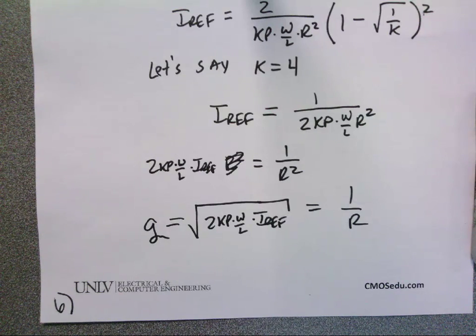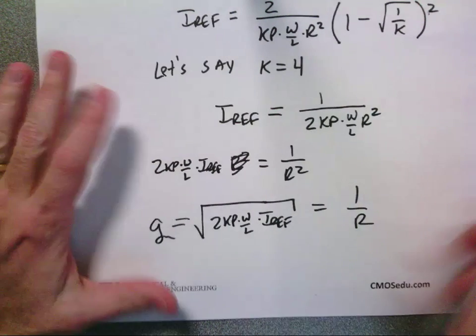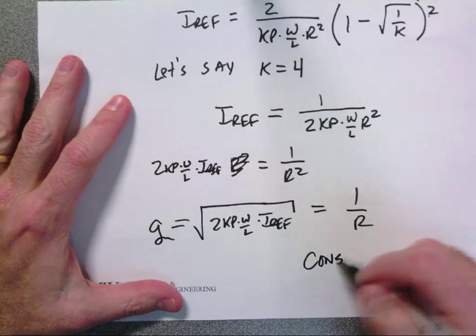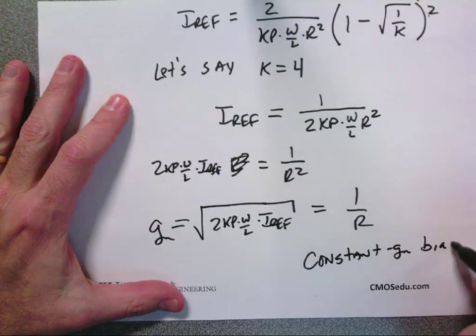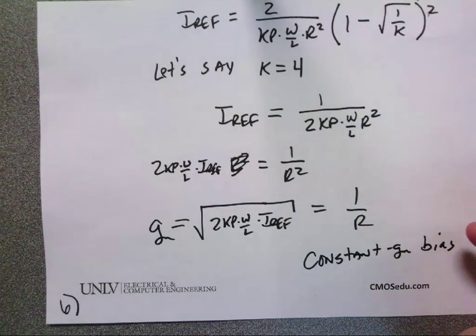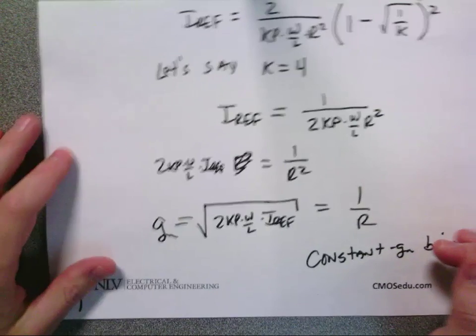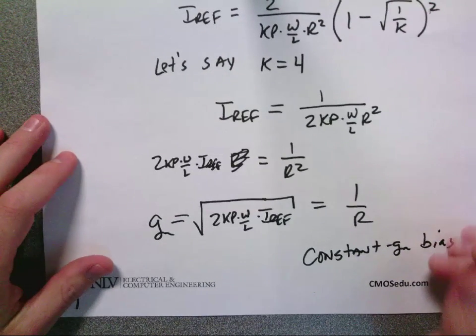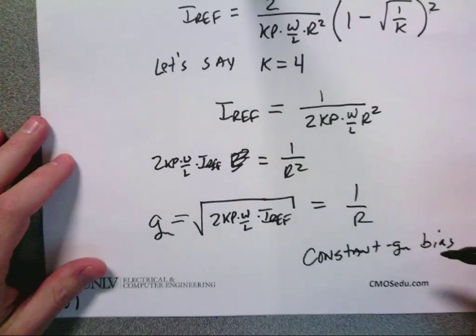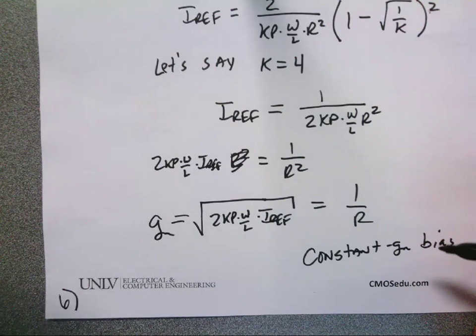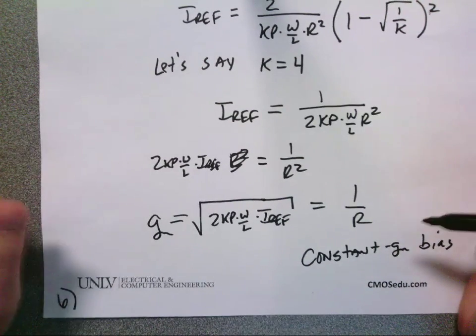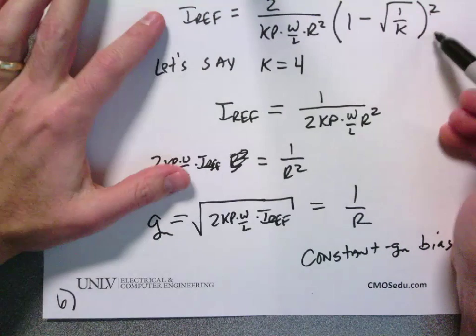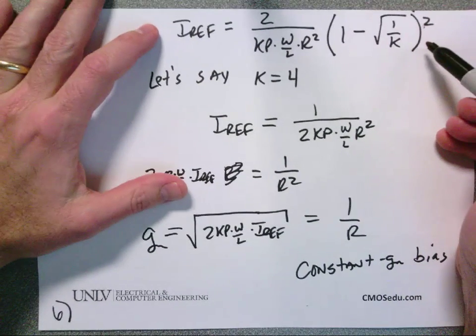Tricky, eh? So this is also called a constant GM bias circuit. Well, of course, if the current's constant, you run it through a transistor at a particular size, you're going to have a constant GM. Okay? Questions? So on a quiz, we're going to want to derive that, or we're going to want to just say K equals 4? Yeah, this is probably what I would ask for.